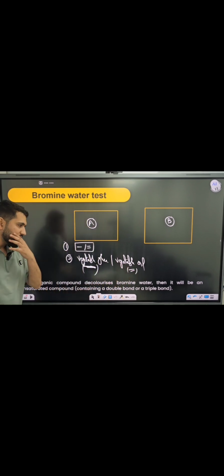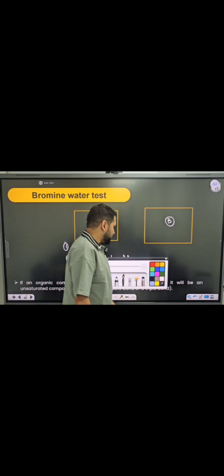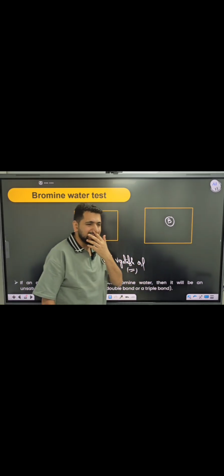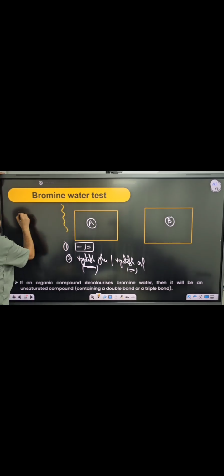Clear guys? For that we'll be using one test called the bromine water test. And what will happen in the bromine water test? Let me tell you, guys. Very simple thing. We know that bromine is a red brown liquid, right guys? It's a red brown liquid.